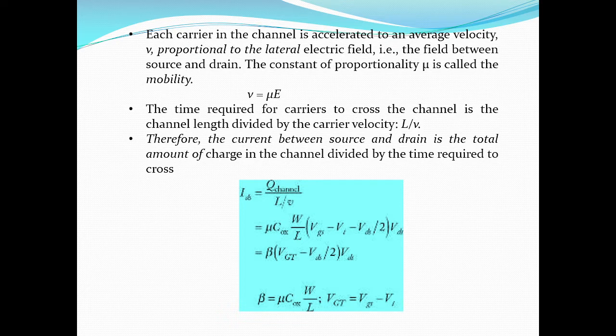The time required for the carriers to cross the channel is the channel length divided by the carrier velocity, capital L divided by v. So v represents the velocity, and capital L represents the channel length.